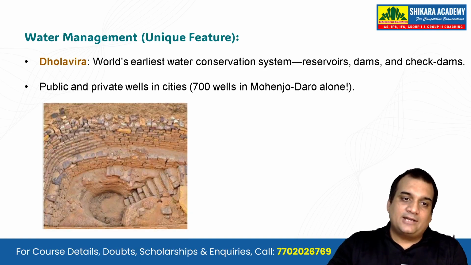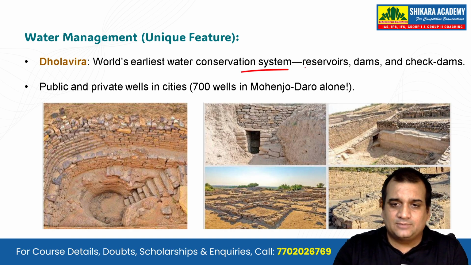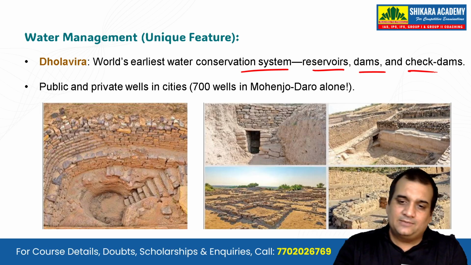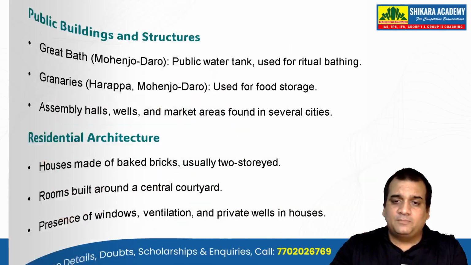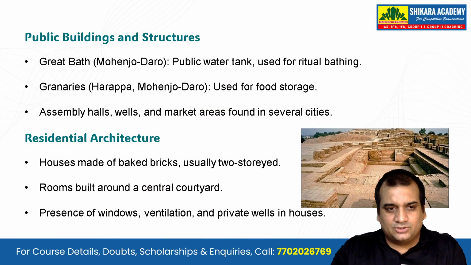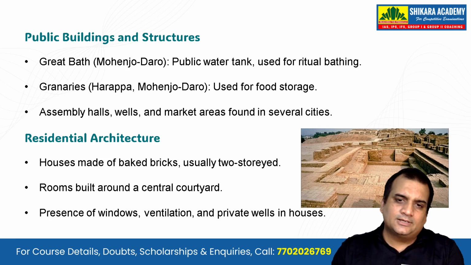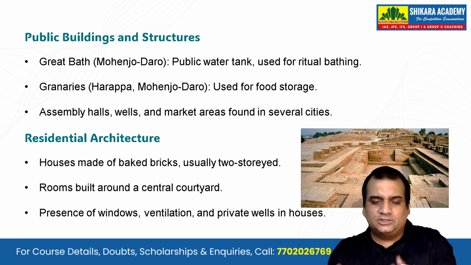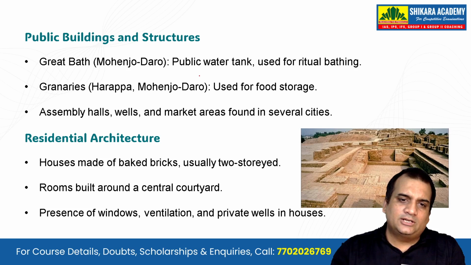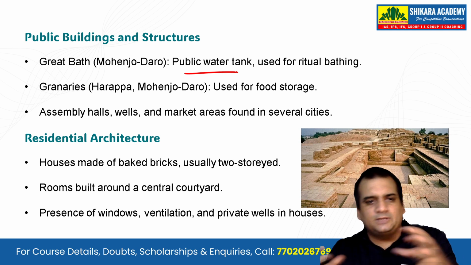The water management was a unique feature. In Dholavira, the world's earliest water conservation system is found. Reservoirs, dams and check dams were built there. Public and private wells in cities, like 700 wells in Mohenjo-daro alone, could be found. Regarding public buildings and structures, guys, in Mohenjo-daro we see the Great Bath. We are not completely sure whether it was used for some ritual or religious purpose or for a community purpose, but we are sure that it was a public water tank, and it must have been used for some community purpose together.